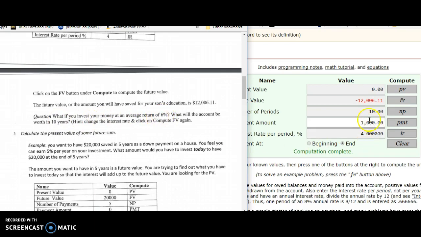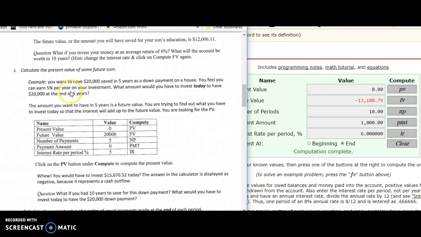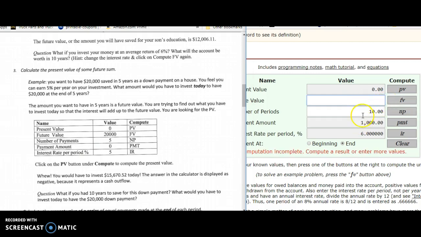Now I think the sample question is asking, what if you invest your money at an average return of 6%? So you're going to put 1,000 in per year for 10 years, and you make 6%. What's the future value? What would you have then? And you would have 13,000. Okay? The next question. You want to have 20,000 saved in 5 years as a down payment on a house. Okay? So you need 20,000 in 5 years.